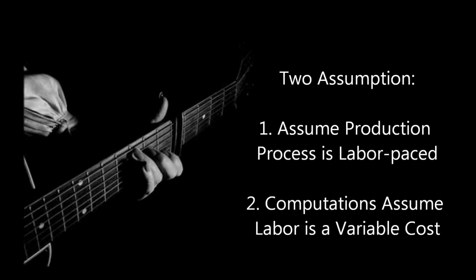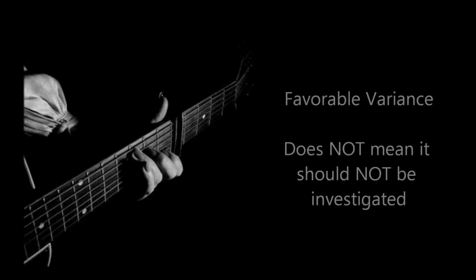Second, the computations assume that labor is a variable cost. However, direct labor may be essentially fixed. Then, an undue emphasis on labor efficiency variances creates pressure to build excess work in process and also finished goods inventories. Before discussing the next variance, we wanted to note the fact that a variance is favorable does not mean that it should not be investigated.